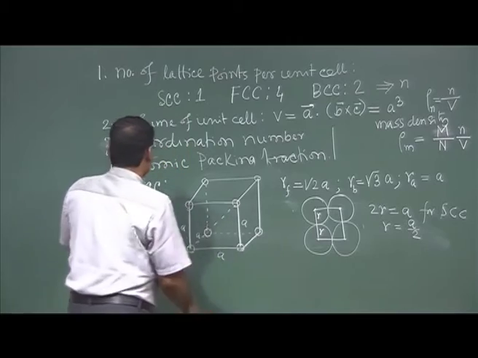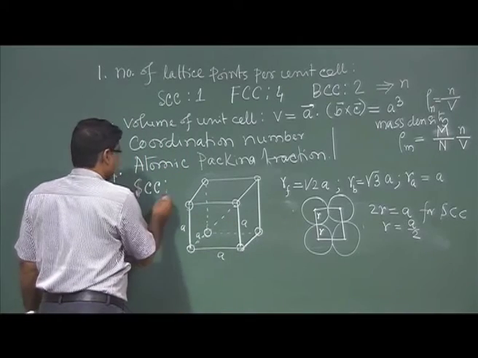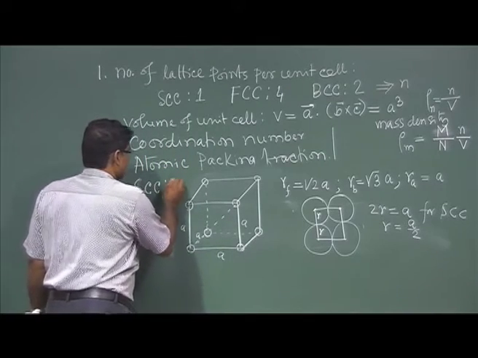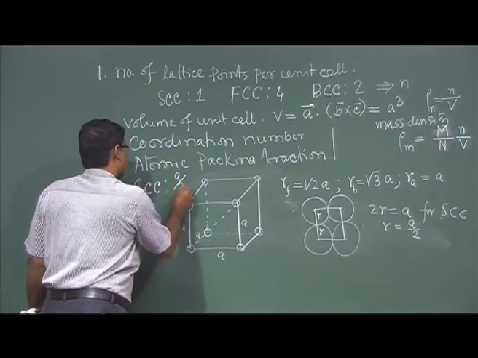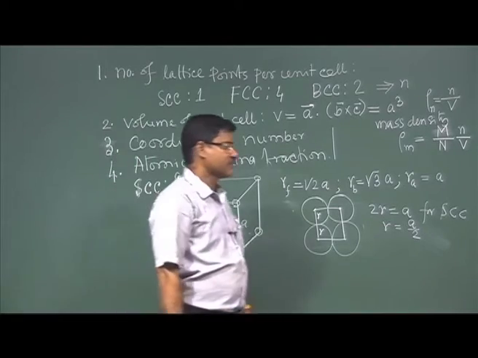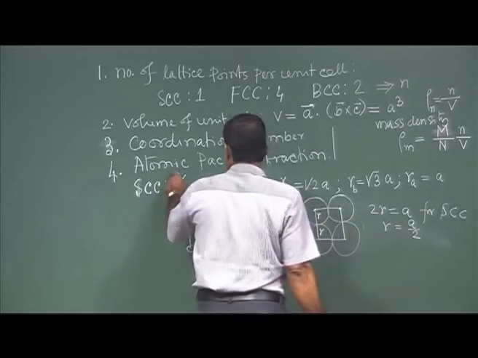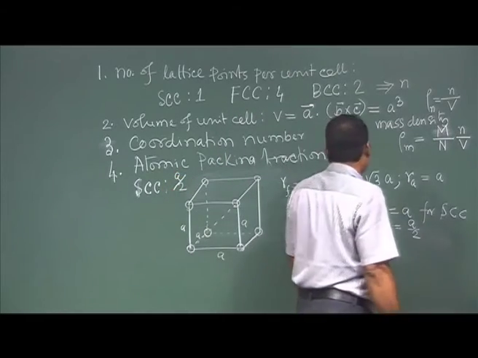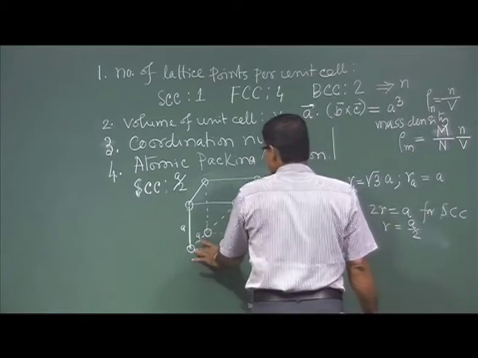So in case of simple cubic, the radius of the atom will be half of the lattice constant a.